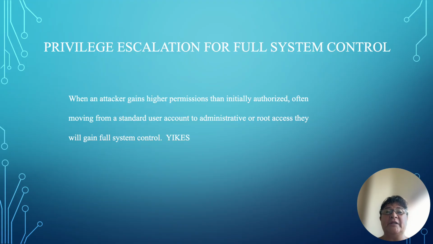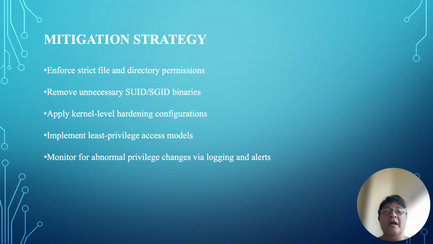Privilege escalation occurs when an attacker gains higher permission than initially authorized, often moving from a standard user account to administrative or root access. This step is critical because it enables full system control, persistence, and lateral movement. Yikes! But here's where we assume there's a way to mitigate without upgrading or replacing the system.